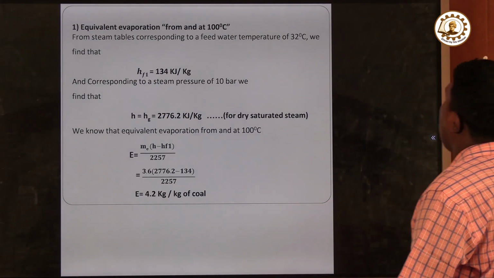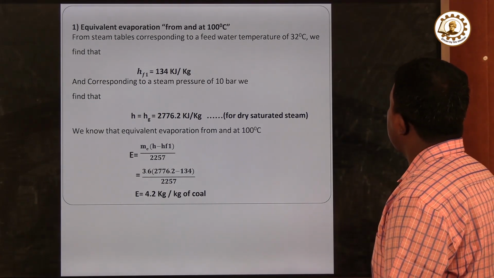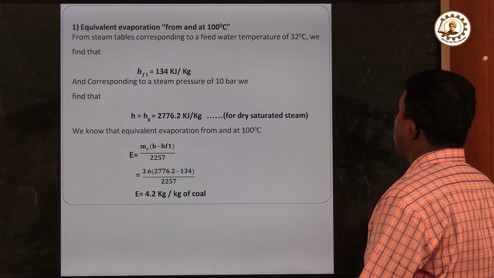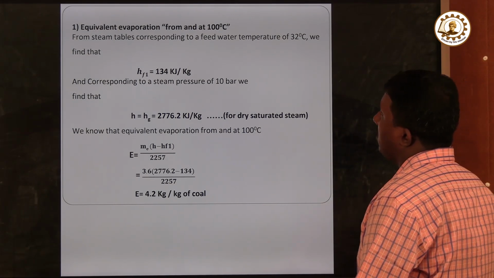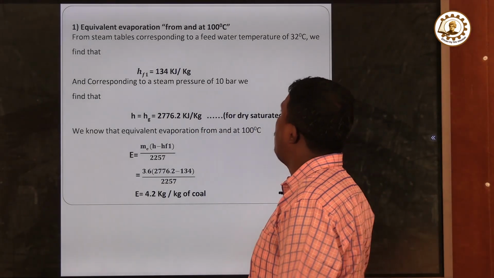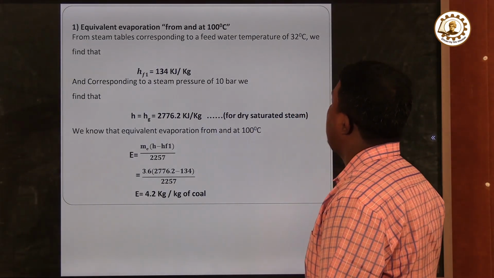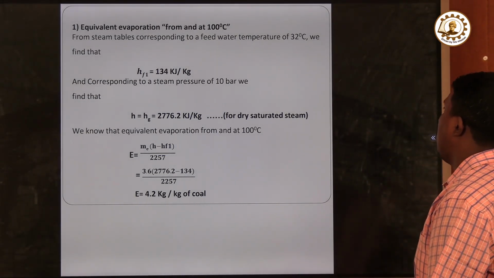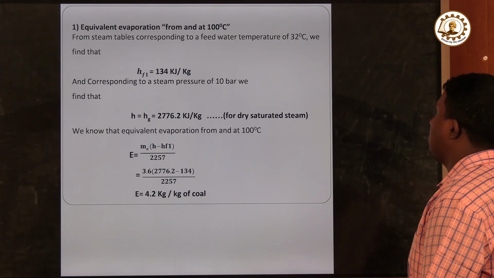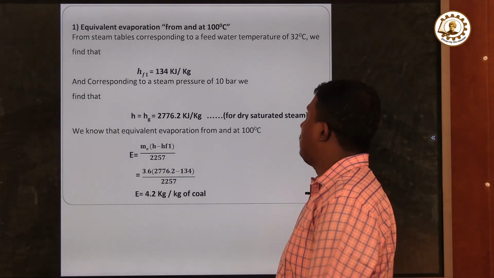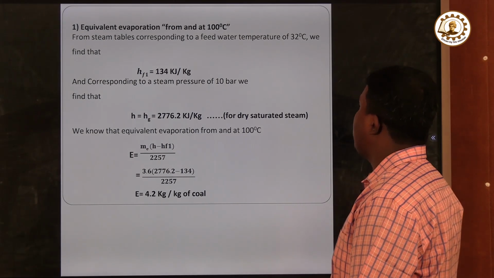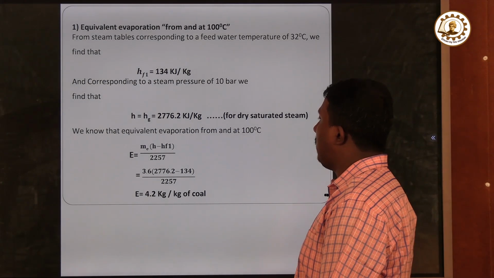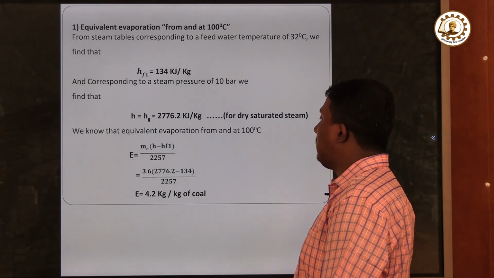With the help of the steam table, using the temperature scale table, you will find the enthalpy for 32 degrees Celsius. You will get the value 134 kilojoule per kg. Corresponding to the steam pressure given in the question, 10 bar, for saturated steam you will see in that steam table the value is 2776 kilojoule per kg.